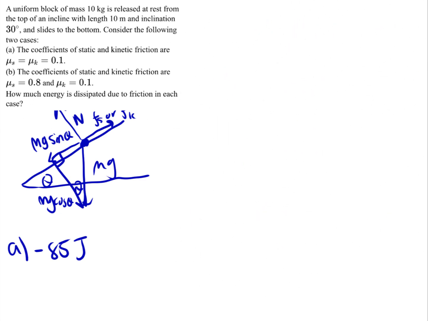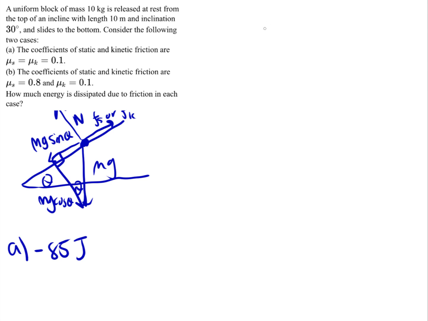Now we have another case, that's case B. And this one says that the coefficients of static and kinetic friction are mu s equals 0.8 this time, and mu k is also 0.1. And we need to find the energy dissipated due to friction. So if the block actually slips again in case B, then our answer would be the same, of negative 85 joules. But we're not sure of that, so we need to run the numbers again.